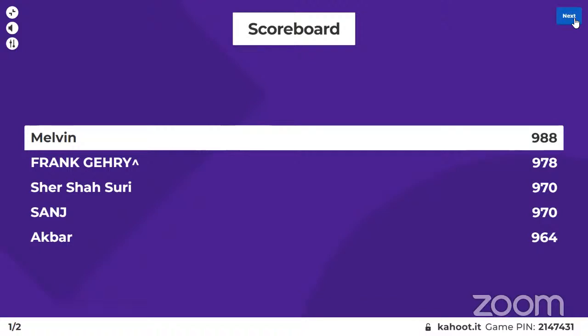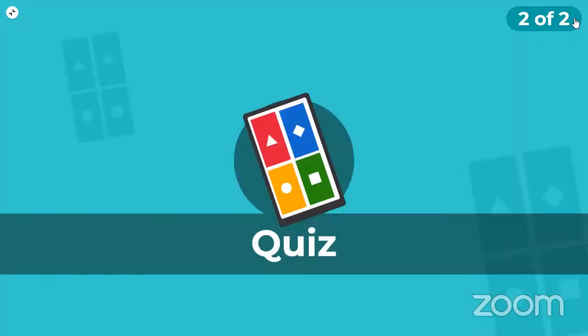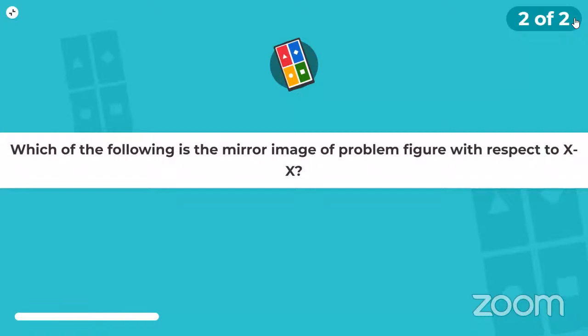If you get the question correct as soon as possible, you get 1000 points. The faster you get it correct, the more points you get. Maximum is 1000, minimum is 0. There are no negative marks. The last question before we begin the actual quiz, the last question for the demo quiz.